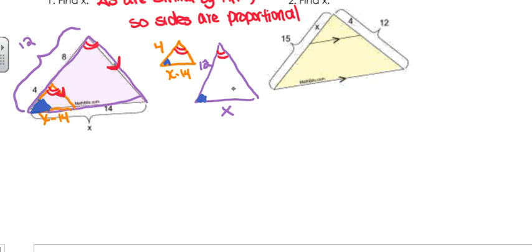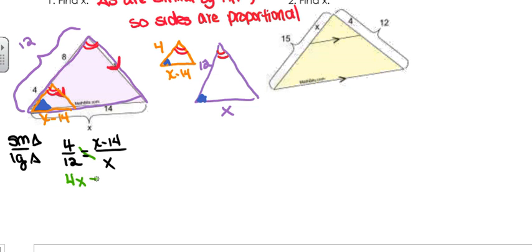When I write my proportion, I like to put small over large, but you can put however you'd like to. I'm going to put 4 from the small triangle over its corresponding side 12 in the larger triangle equals x minus 14 over its corresponding side x in the larger triangle. So again, I'm thinking side in the small triangle over its corresponding side in the large triangle for each of those ratios. And now that I've got my proportion, I'm going to go work my magic and do my cross multiplication.